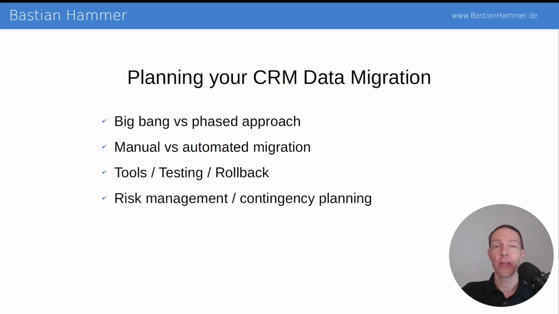Then are you doing a manual versus automated migration? Of course, there is something in between as well, where you partly migrate some details manually, but most of the stuff automated already. And then how would you do this? Via API, via CSV files, via custom code and so on. That leads me to the next point, tools, testing, rollback.